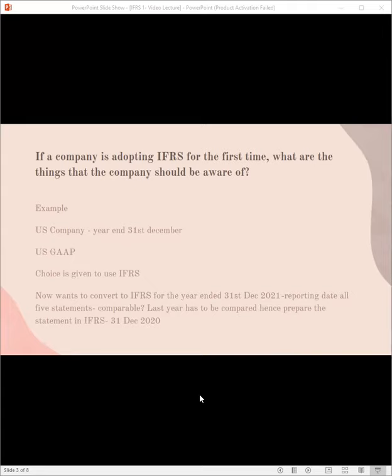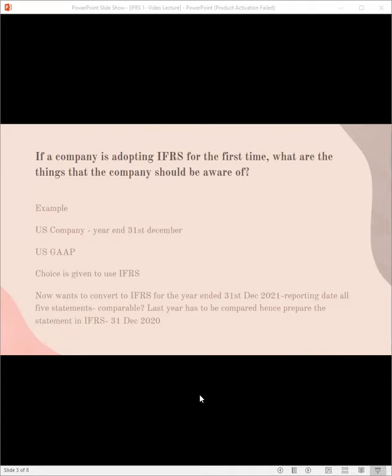Okay. So let's take, for example, there's a US company. Year end is 31st December. The company has been following GAAP. Now, the authorities or regulatory bodies have given the company a choice to move to IFRS. The company has also consulted all of its auditors, law firms, financial advisors, and has decided that moving to IFRS would be of great advantage to the company. And the company has decided to convert to IFRS for the year ended 31st December 2021.